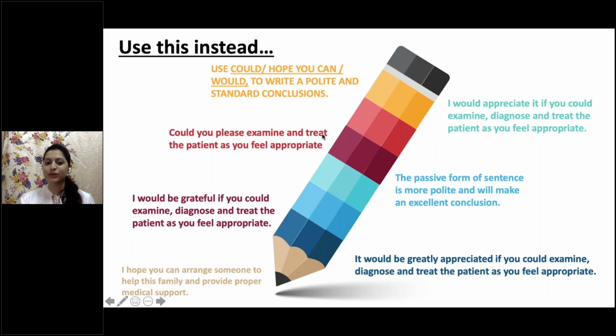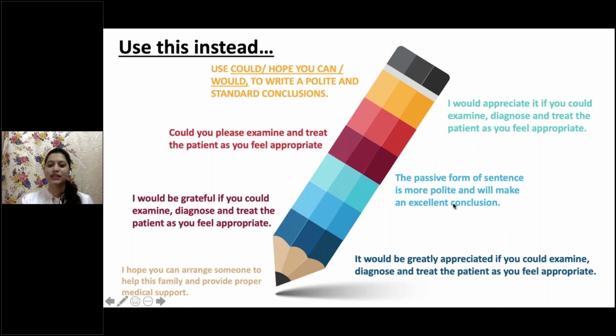So, "Could you please examine and treat the patient as you feel appropriate?" Or "I would be grateful if you could examine, diagnose, and treat the patient as you feel appropriate." Or "I hope you can arrange someone." Or "I would appreciate it if you could examine, diagnose, and treat the patient as you feel appropriate." So the passive form of sentence is always more polite and will make an excellent conclusion.